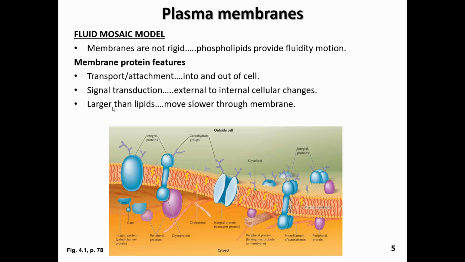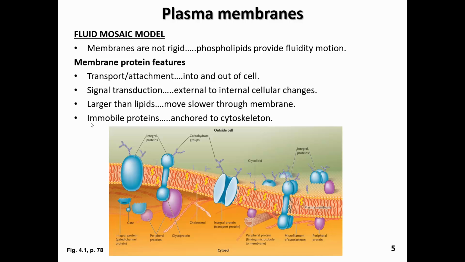The proteins tend to be larger than the lipids. An individual protein tends to be larger than a phospholipid. As a result, those proteins tend to move relatively slowly through the membrane, which is predicted in part because of its size.